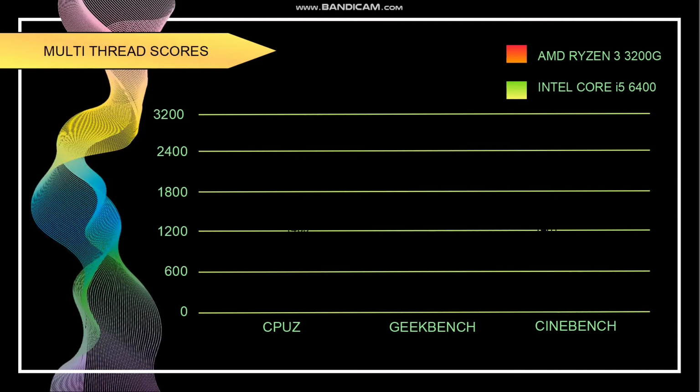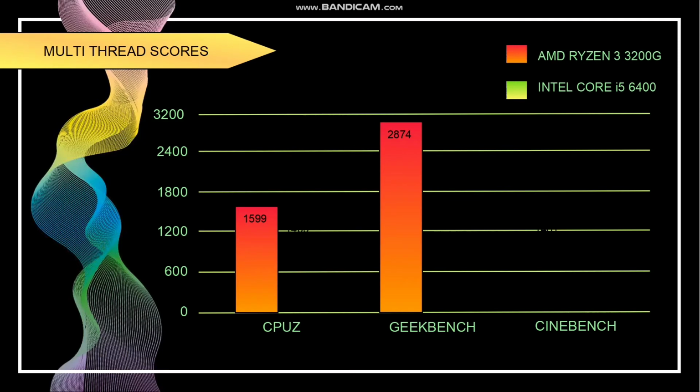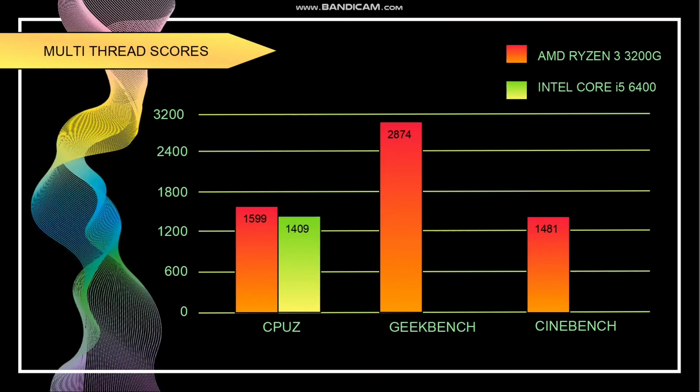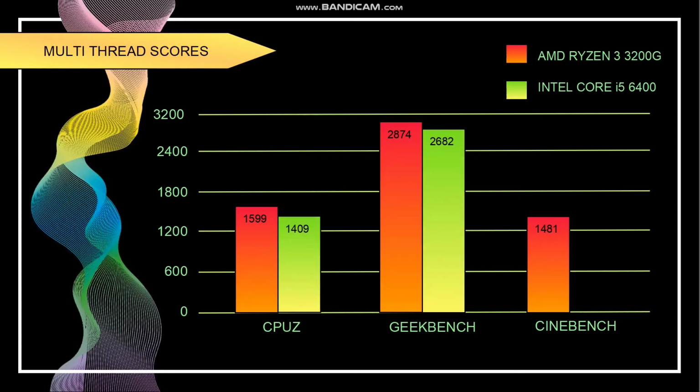And in their multi-thread score, the AMD Ryzen 3 3200G has a score of 1599 in CPU-Z, 2874 in Geekbench, and 1481 in Cinebench. While the Intel Core i5 6400 has a score of 1409 in CPU-Z, 2682 in Geekbench, and lastly, a score of 1061 in Cinebench.